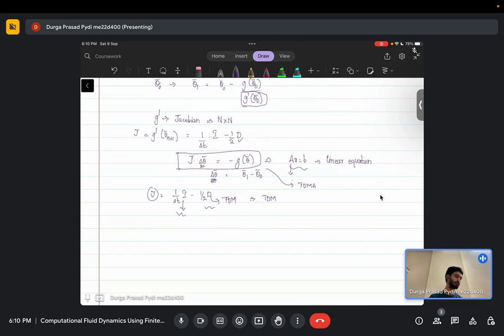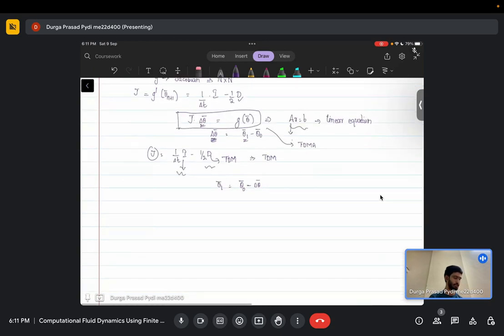Once you get the value of delta theta, you can get the value of theta 1. You take the previous guess value, minus, okay, if you put a plus here, it will be of the form x plus b, so then you can just take this. So theta 1 bar will be the previous value minus this.